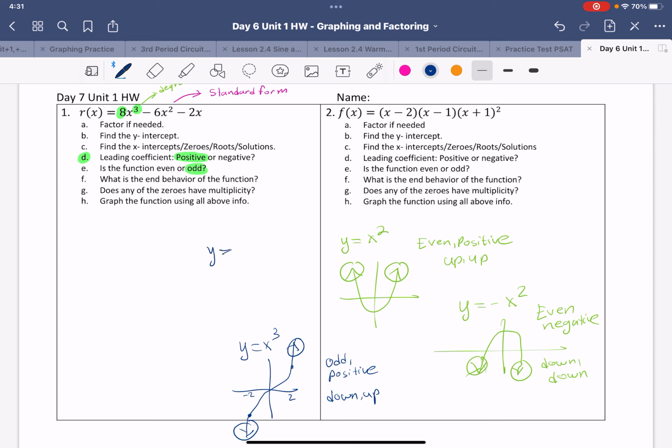And then if I just flip it, then the graph just looks like this. This is odd and negative. And I call this up, down. So when looking at this example, we highlighted that it's positive and odd. So I know that it's going to be down, comma, up. And I'll write that properly at the end when we actually do the graph. But just keep in mind that the ends are going to start down and it's going to end up. So keep that in mind.